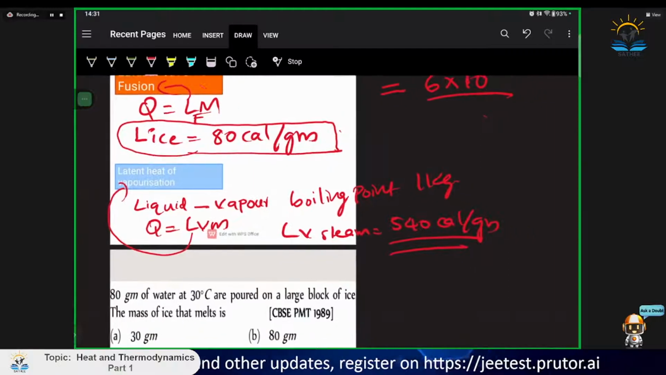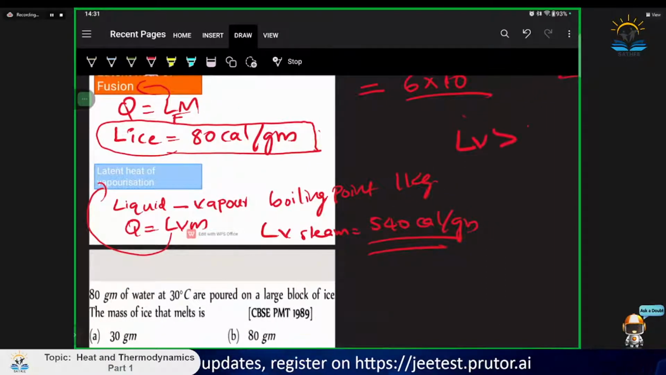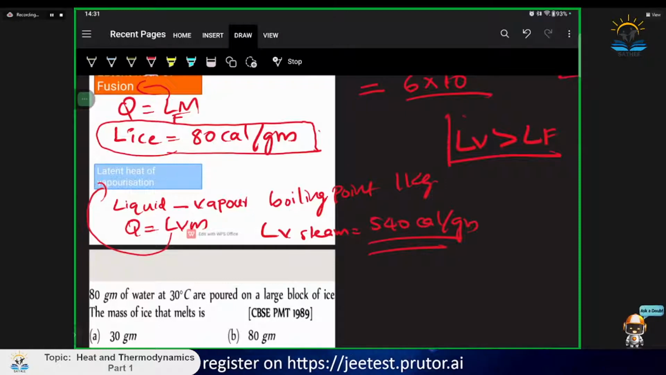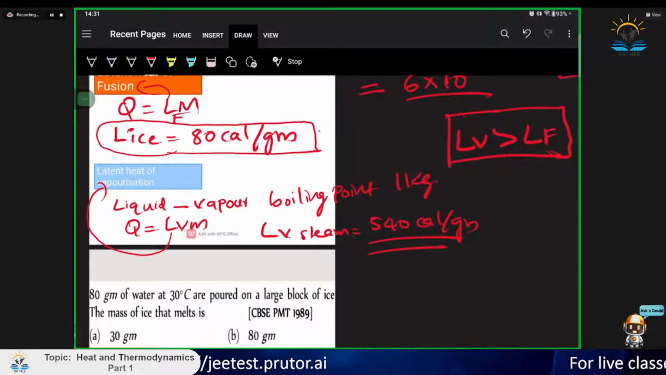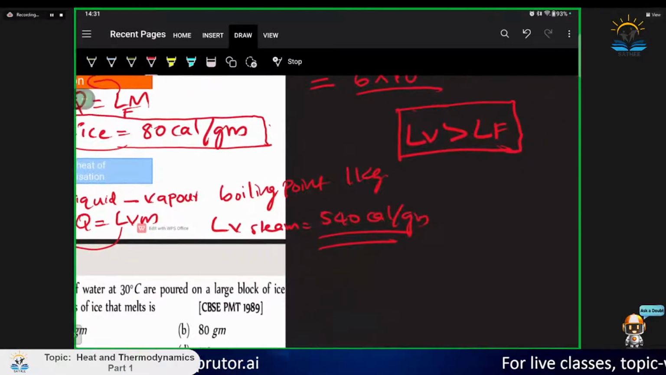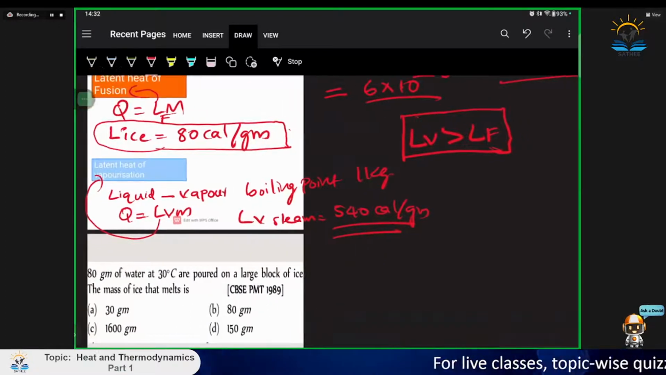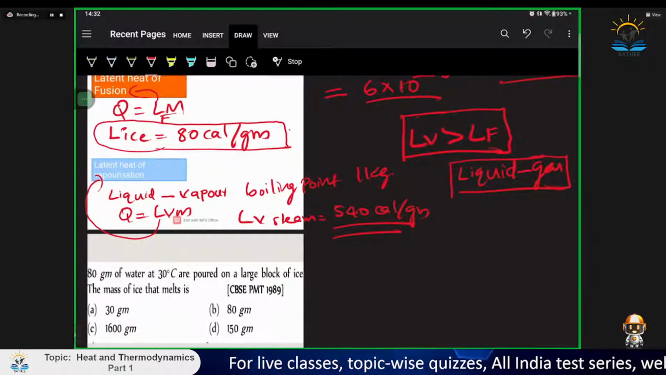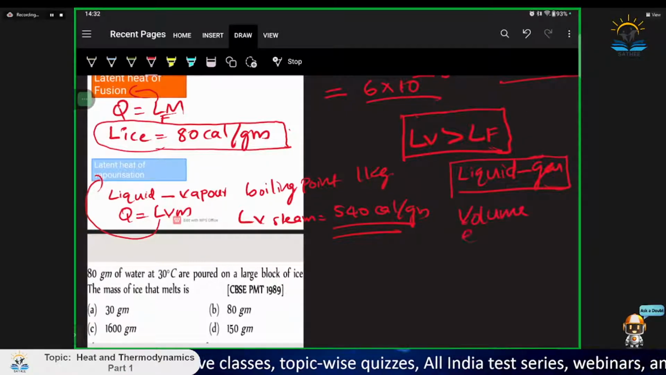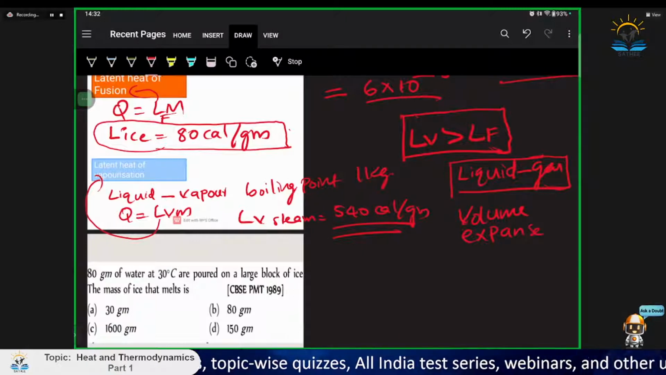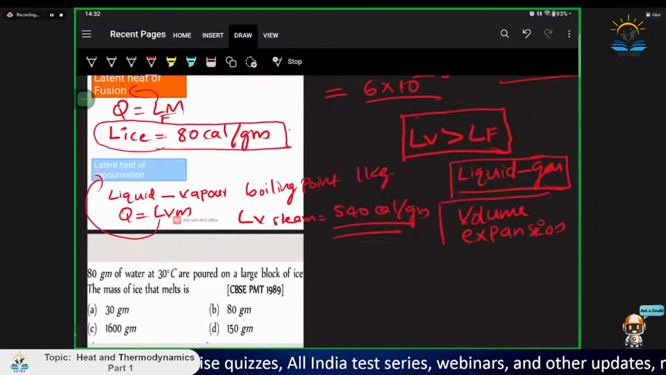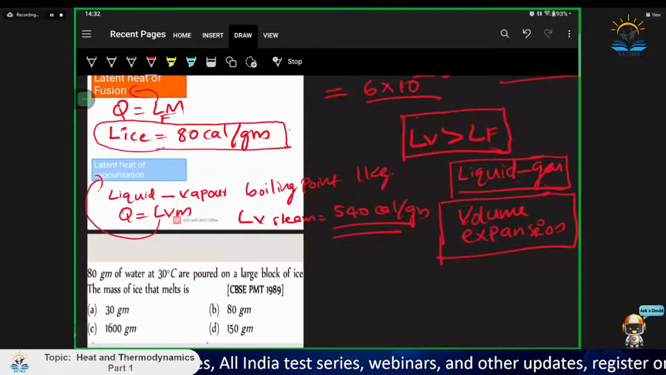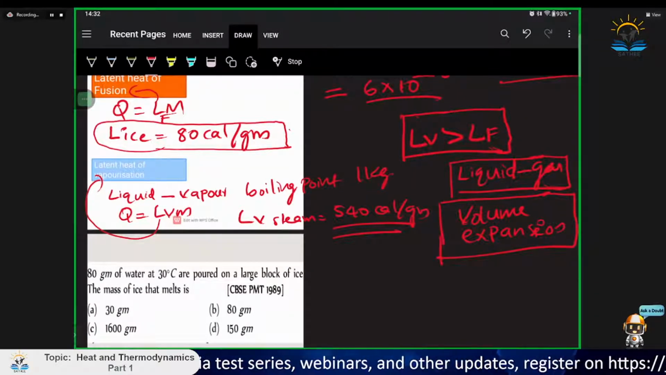So we should always understand one thing: LV is greater than LF. Latent heat of vaporization is greater than latent heat of fusion. Why? While converting from liquid to gas or vapor, there is a huge change in volume, a huge volume expansion. For that volume expansion, we need more energy. So LV is greater than LF.